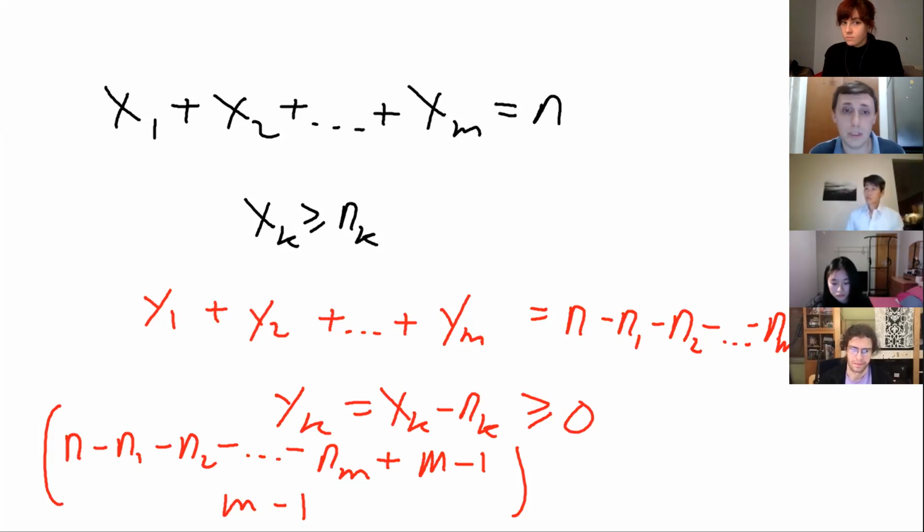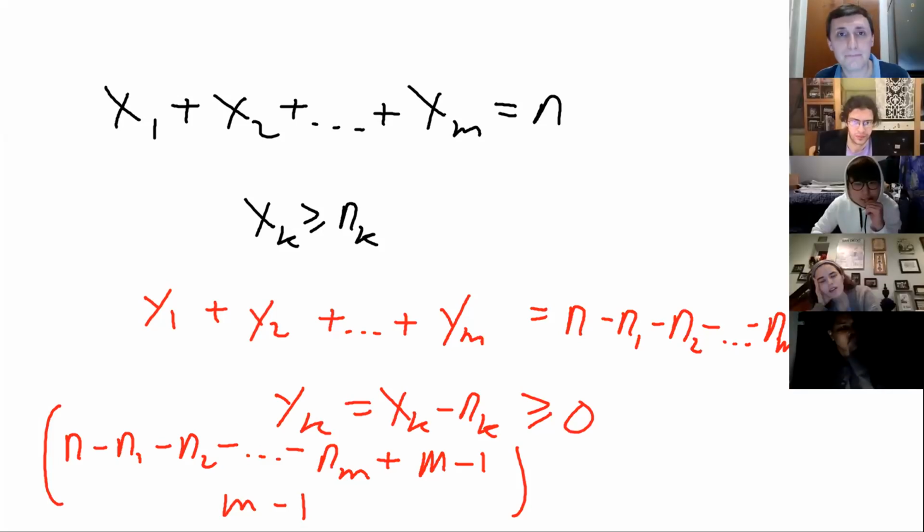But the red one we already dealt with. We already know how to count the solutions for the red one. So I don't need to invent a new procedure. Make sense? I hope. All right. Let's move on.